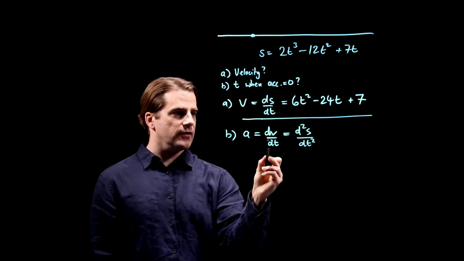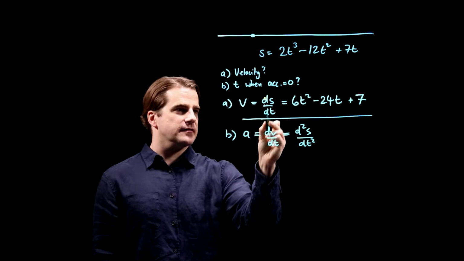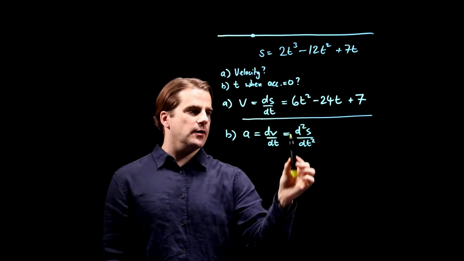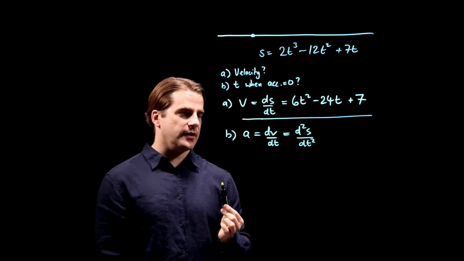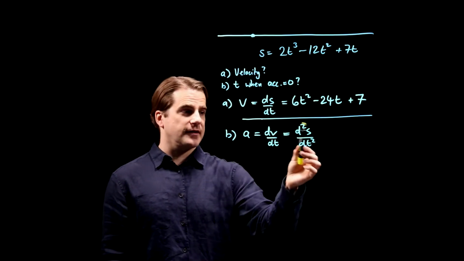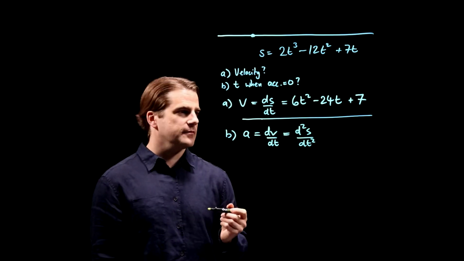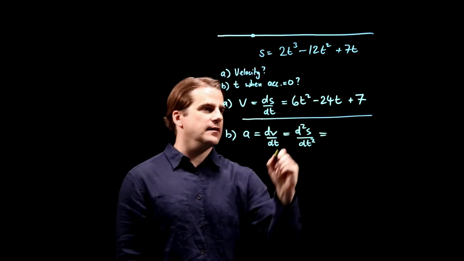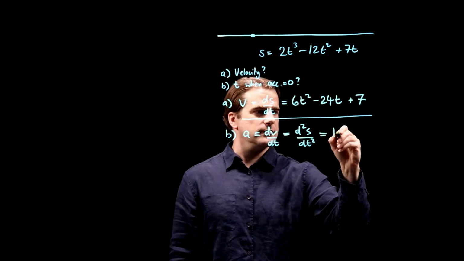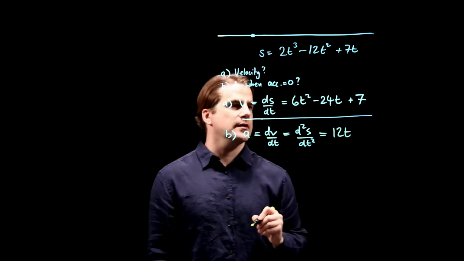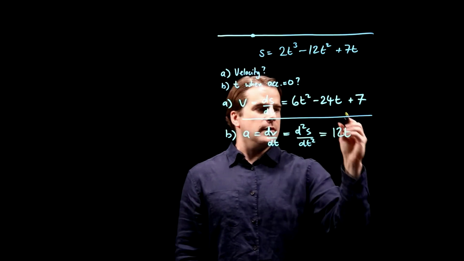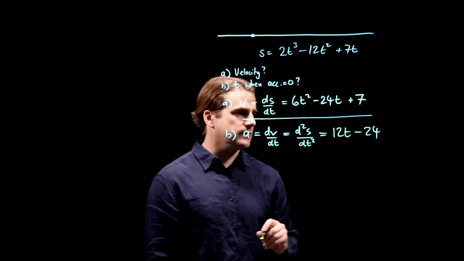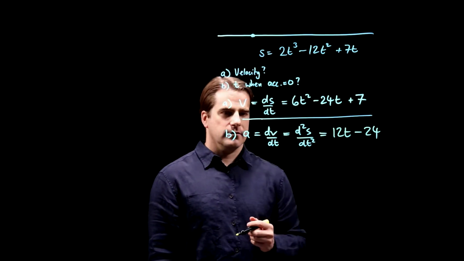Because we're differentiating the velocity, so we're differentiating this. So we're actually taking the second derivative of s, the displacement. I know this looks funny, d squared s by dt squared, but that's how we write the second derivative. So it's fine. Anyway, have to differentiate the velocity, which is this thing. So 2 times 6 is 12. So you get 12t, which is t to the power of 1, minus 24. And the 7's gone when you differentiate.